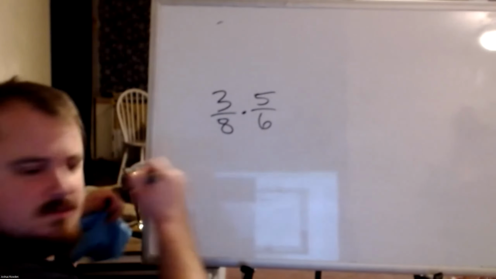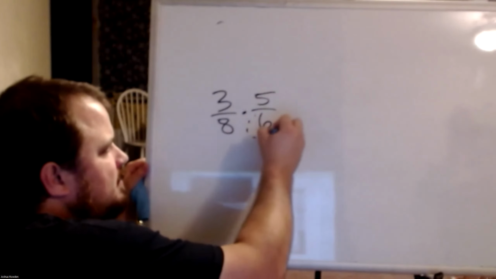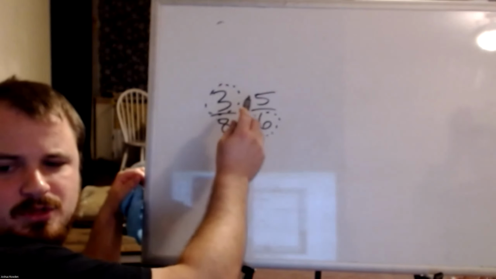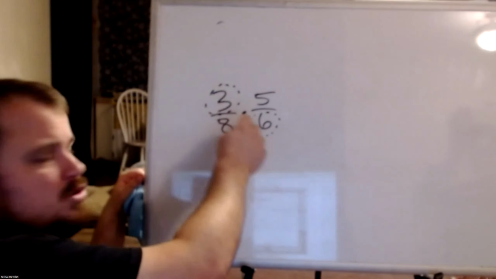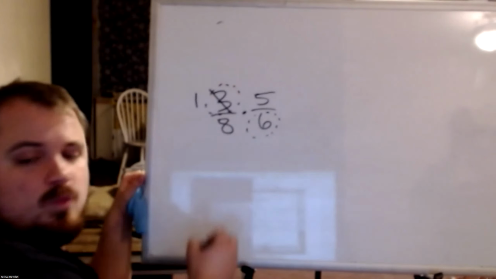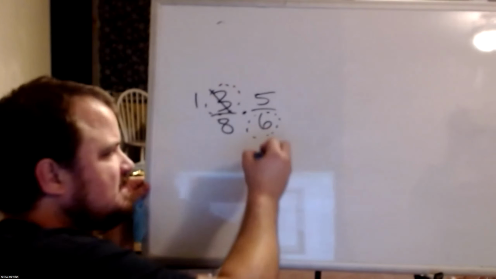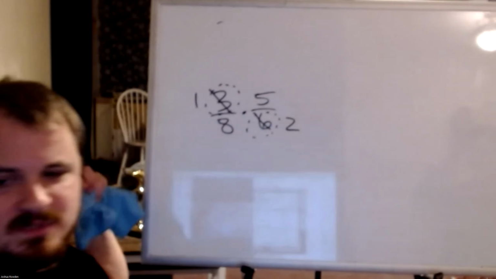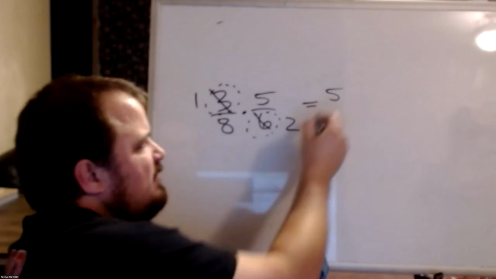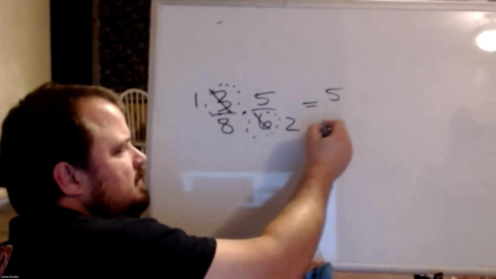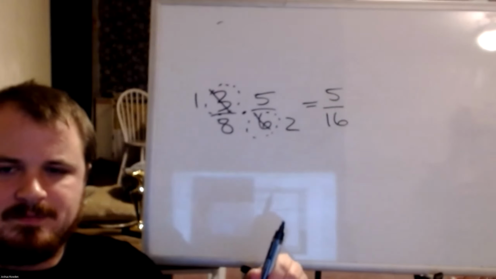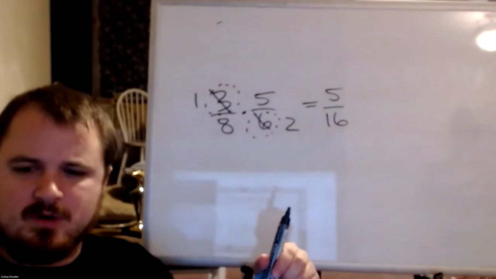But look at this. You see what I'm doing here? The 3 and the 6. You can reduce those. How many times does 3 go into 3? 1 time. How many times does 3 go into 6? 2 times. Now it's extremely easy. 1 times 5 is 5. 8 times 2 is 16. So that would have been the quick way.